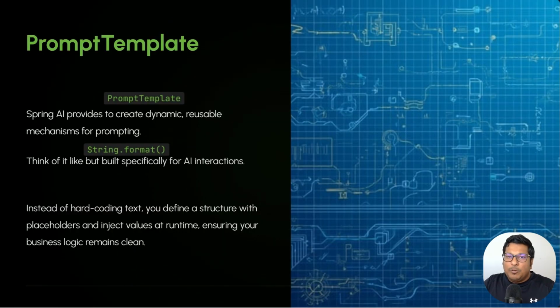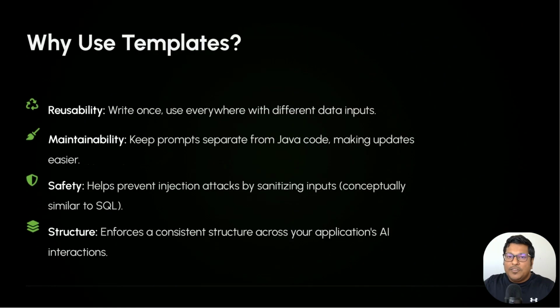Now let's talk about prompt template. Prompt template provides a mechanism for creating dynamic and reusable prompts. It helps in creating a structured prompt by defining placeholders. Think of it like a string format but for AI prompts. So instead of hard coding text, we create a reusable template. We define placeholders and later inject values dynamically. This keeps our prompt clean, reusable, and maintainable.